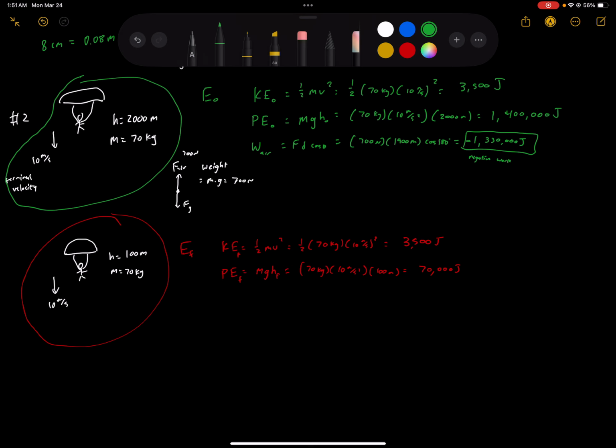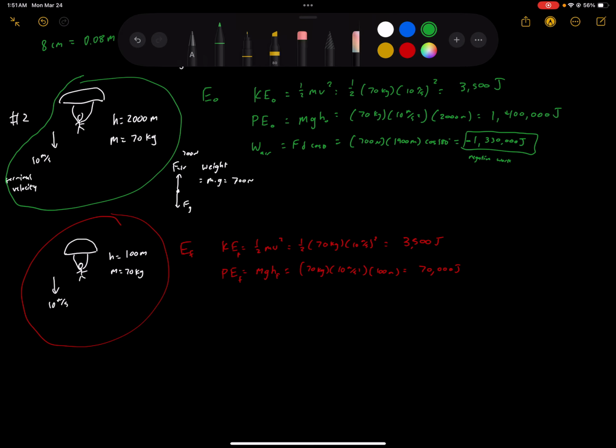So it starts at 1.4 million joules of potential energy, and he ends up with only 70,000. So where did the other 1.33 million go? Well, that was the work done by the air resistance. And when I was saying there's an easier way to do it, you don't even have to figure out the F d cosine theta or any of that.